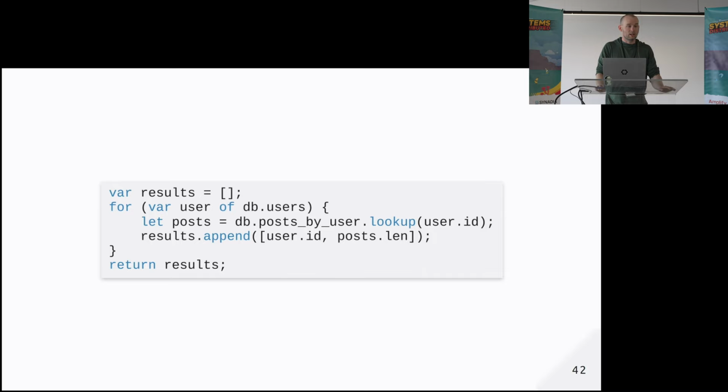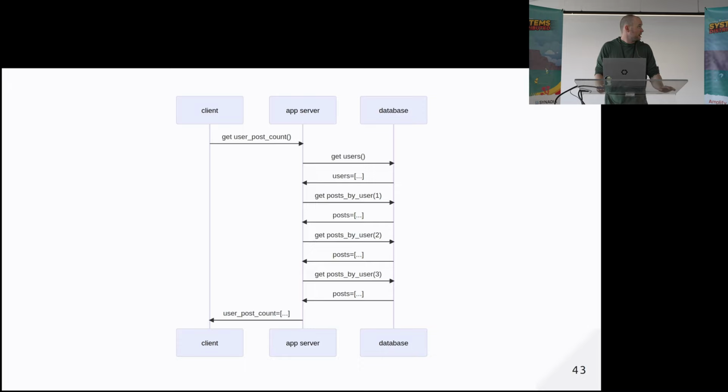and collect the length. If you think about how this would behave on the network, when the client asks for this page, the app server is going to send to the database, I need a list of users, and the database sends back all the users. And then it says, okay, I need all the posts for user one, and the database sends back all those posts, and so on and so on. So this ends up being a lot of traffic over the network, and all these intermediate results we didn't actually care about. We only needed them to compute the final result. And so sending them over the network is a total waste.